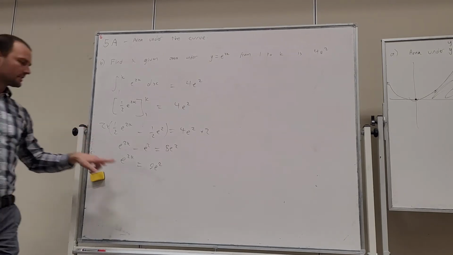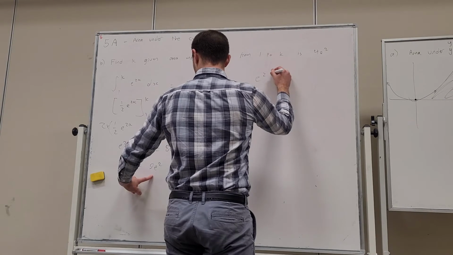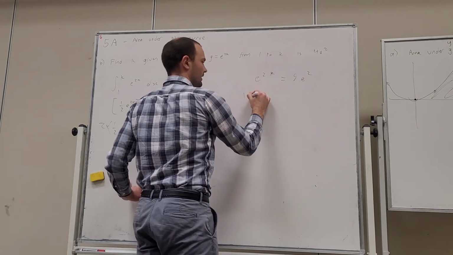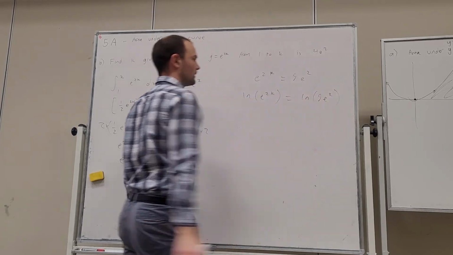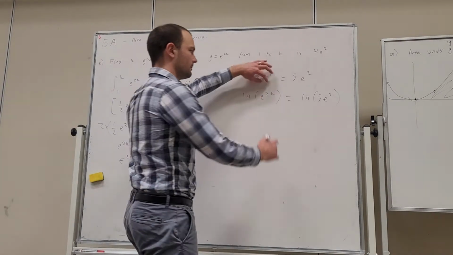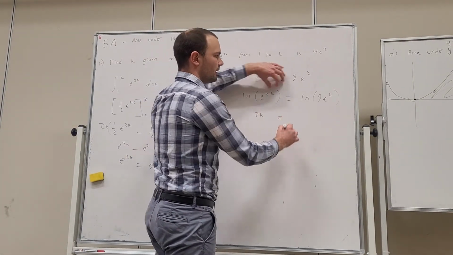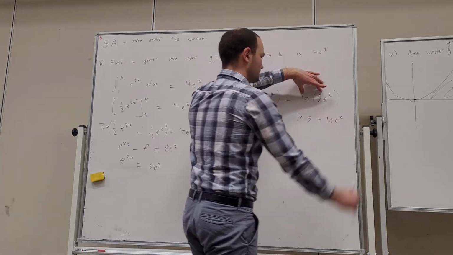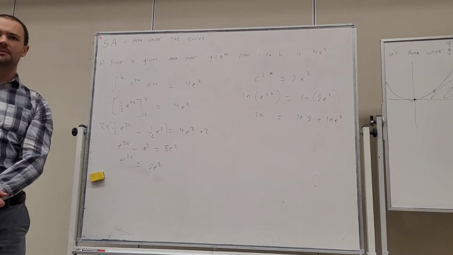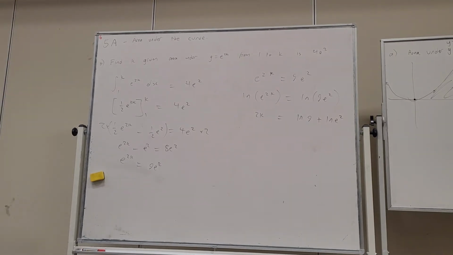Put ln on both sides. We've got e to the 2k equals 9e squared. Now ln on both sides. This here is going to simplify to be 2k, and over here we can split that into ln 9 plus ln e squared. ln a times b is equal to ln of a plus ln of b. I'll pause there. So we've got the solution.